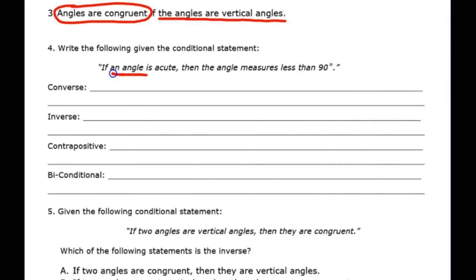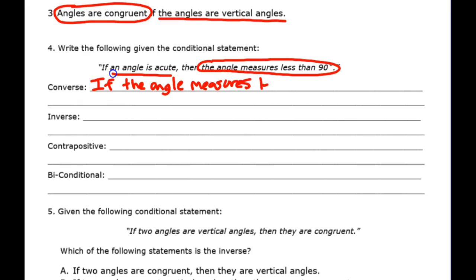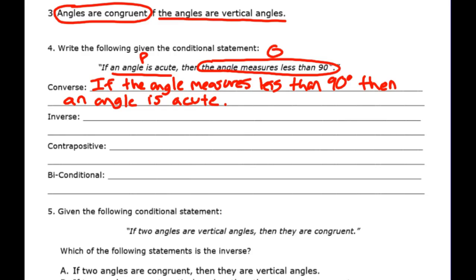I'm going to take this hypothesis and then this conclusion and switch the order. So now it's going to read: if the angle measures less than 90 degrees, then an angle is acute. That's it. I took my P right here and my Q right here, and I switched them. That's all I did. Okay.